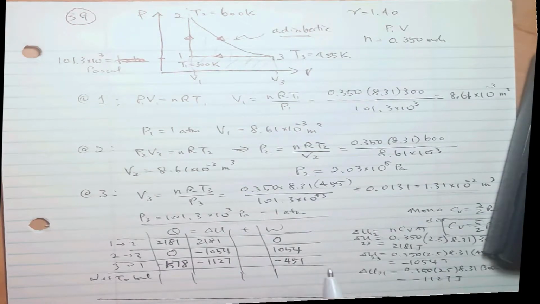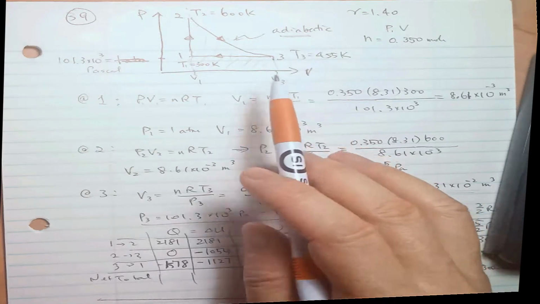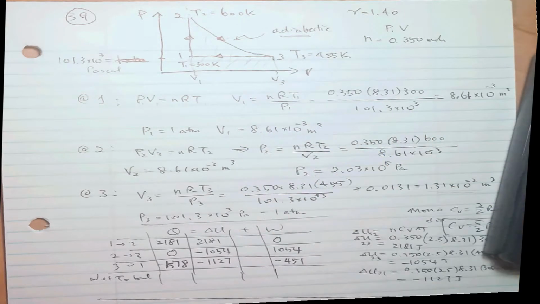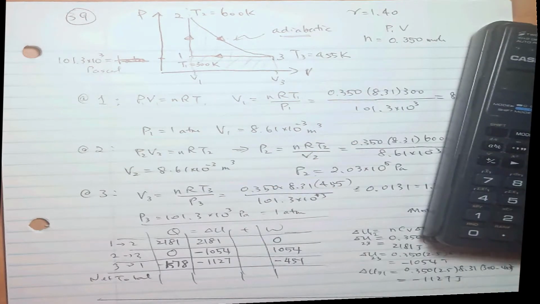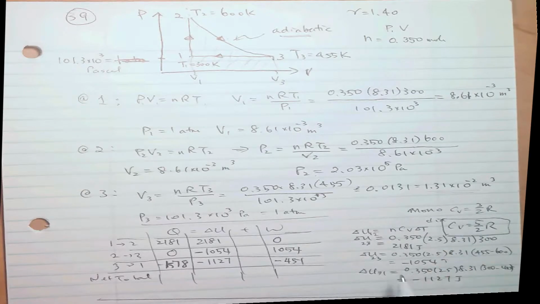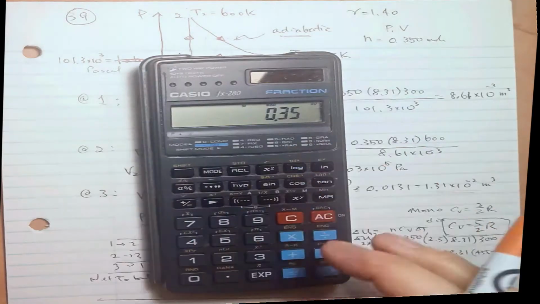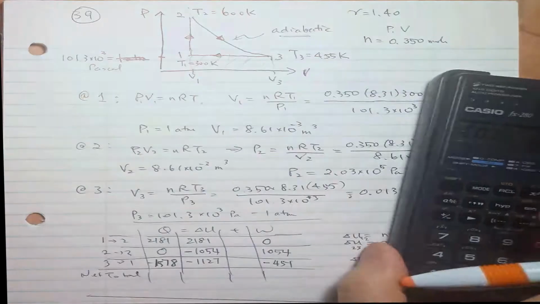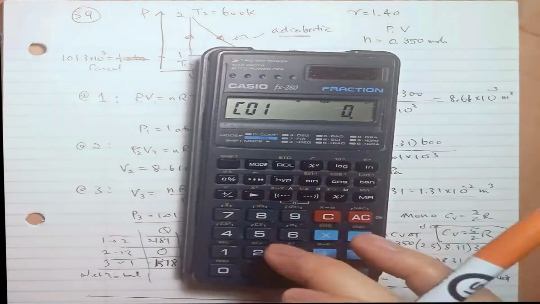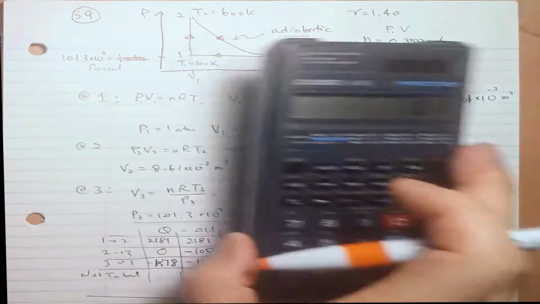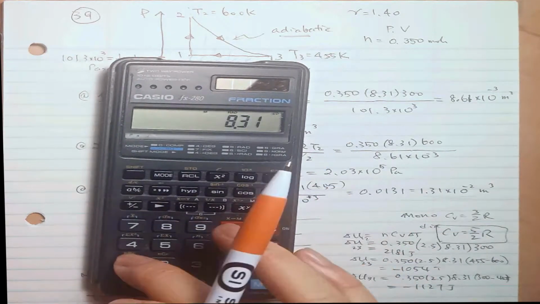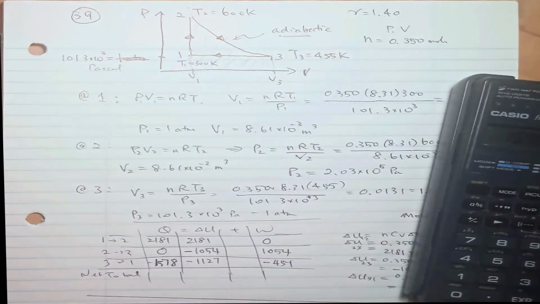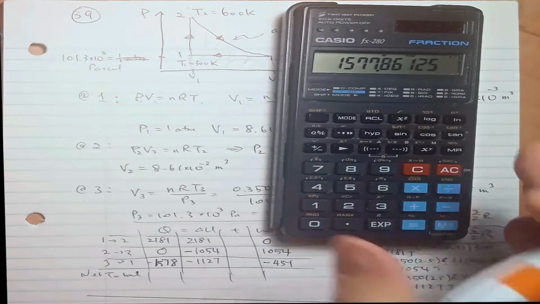Now, for isobaric, we could also easily use nCp delta T, okay, for isobaric only. N is 0.35. Cp is actually R higher than Cv. Now, Cv, we said for diatomic is 5 halves, so Cp is actually 7 halves. So 0.35 times 7 halves of R, times delta T, which is 155. I get a work of 1578. Okay, so that matches this number. So that's just a double check.